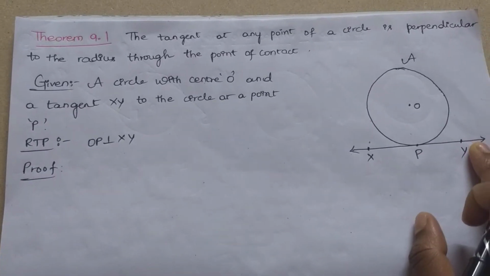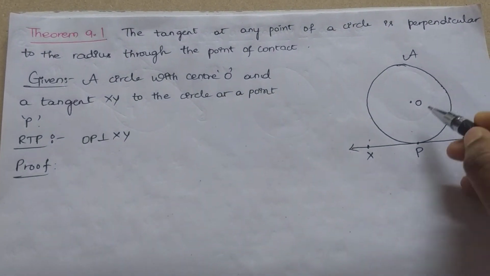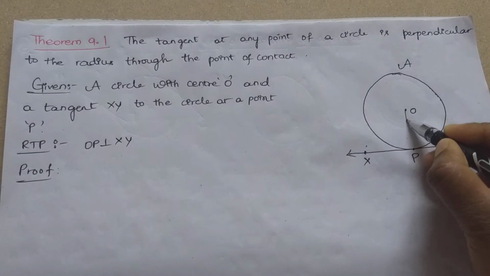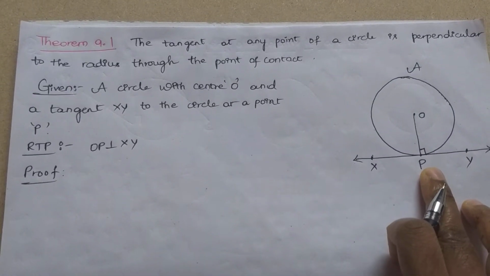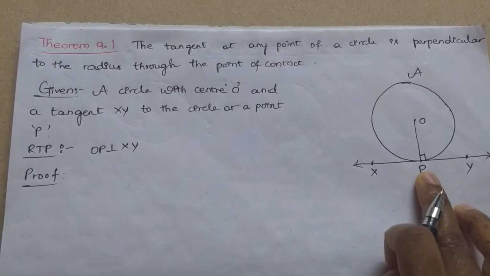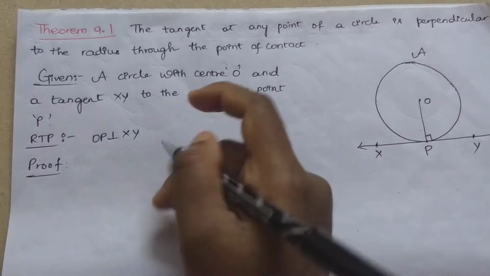So I have explained this now. So what do we need to prove? We have to prove that this line OP is perpendicular to XY. This is what we have to prove. Okay. So for that, what did I do here?